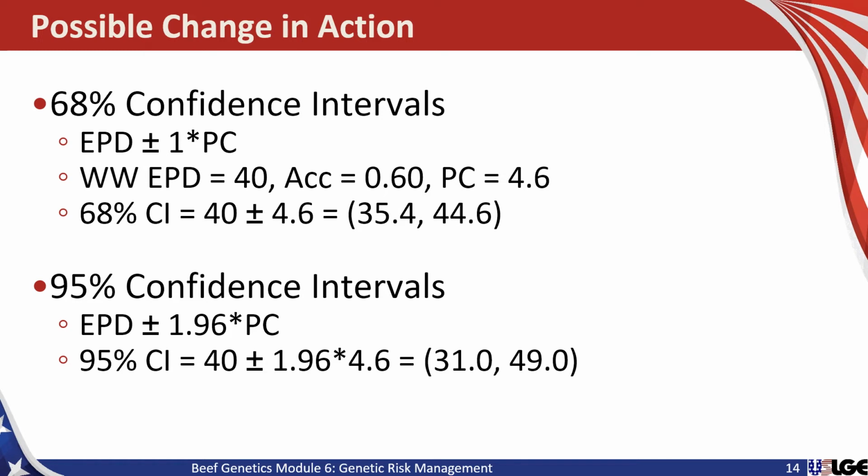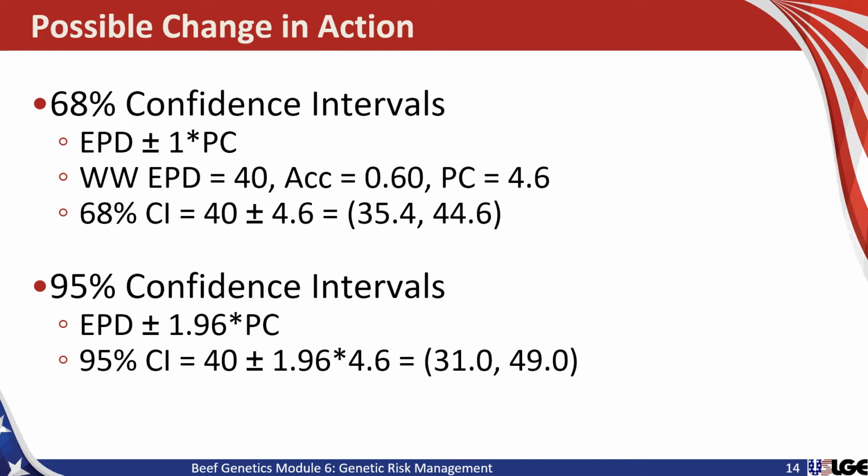For an animal with a weaning weight EPD of 40 then, and an accuracy of 0.6, we can look up in the previous table that the possible change value is 4.6. So we can use that information to calculate a 68% confidence interval around the animal's EPD by taking the EPD of 40 and adding or subtracting 4.6 from that value to produce a confidence range, or confidence interval, of 35.4 to 44.6. So with roughly 2/3 confidence, we're positive that that bull's genetic value, or progeny difference, lives in this interval.